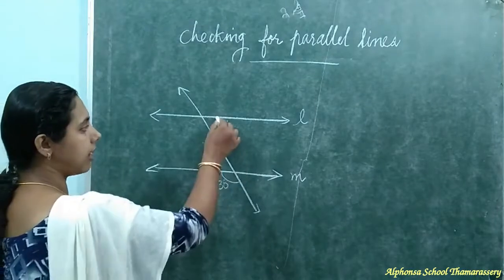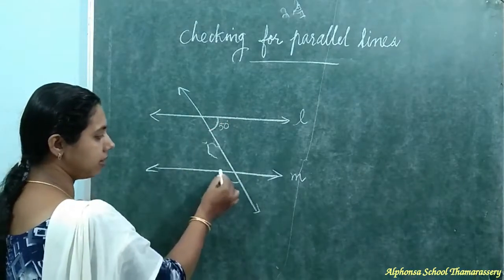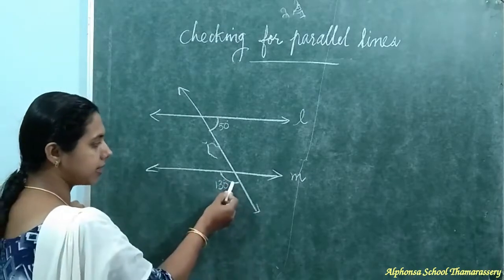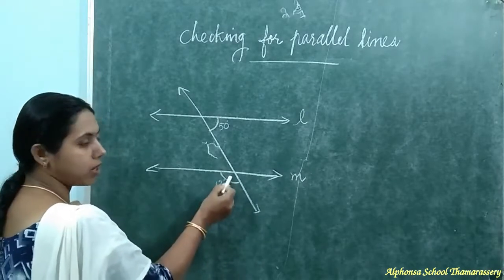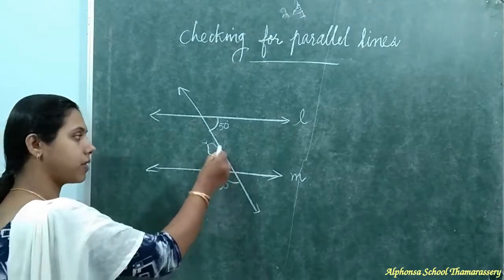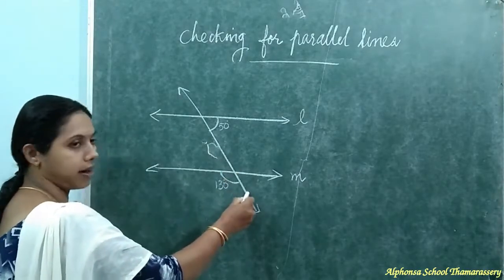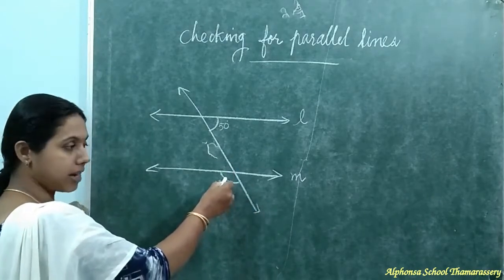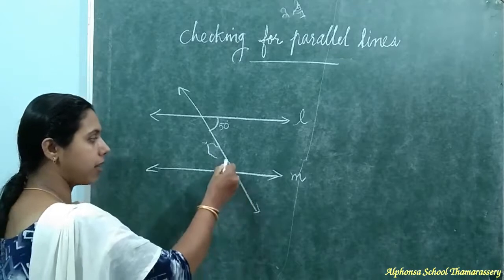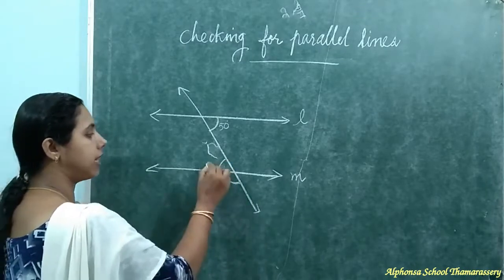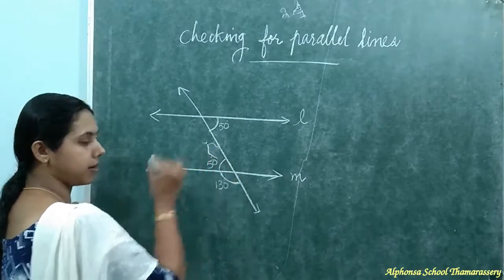See, here this angle is given for you, and here this angle 130 is given. We know that these two angles are what type of angles? They are linear pairs because they form a straight line. So these two angles are linear pairs. So if you know one of the angles, you are able to find the next one, because 180 minus 130 is equal to 50 degrees.